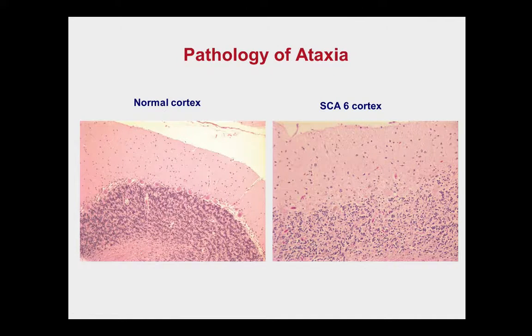And so what you see on the left is normal cerebellar cortex. You see the regularity and number of Purkinje cells. This is a little bit higher power, but you can see that in this field there's one Purkinje cell. And this is a patient with a form of cerebellar degeneration known as SCA6.